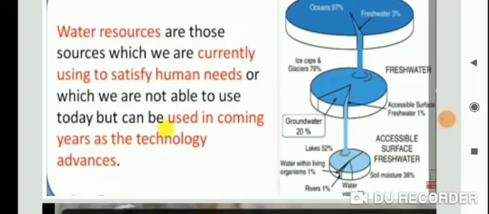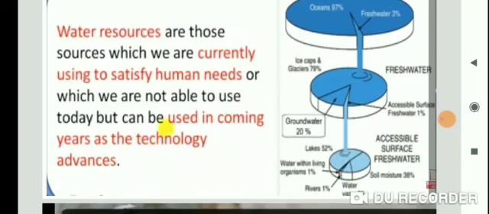Again repeating my words, water resources are those resources which we are currently using to satisfy human needs, for example rivers, rainwater, lakes, ponds, or which we are not able to use today but can be used in coming years as the technology advances. For example, glacier and ice cap.